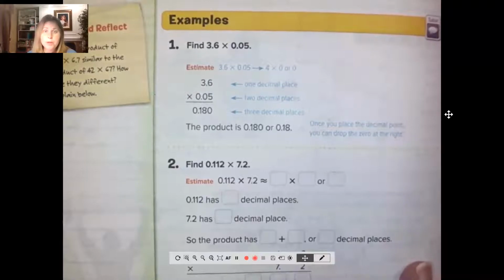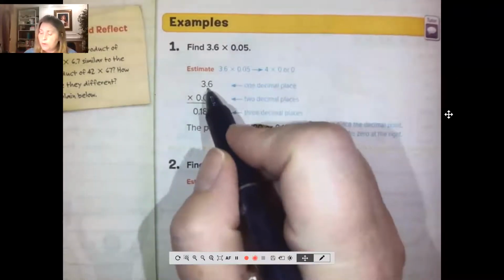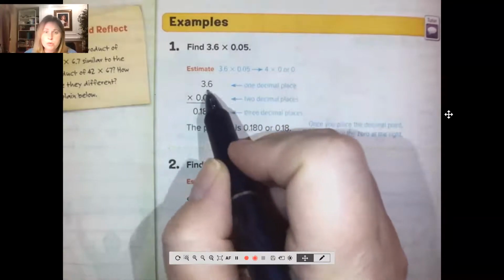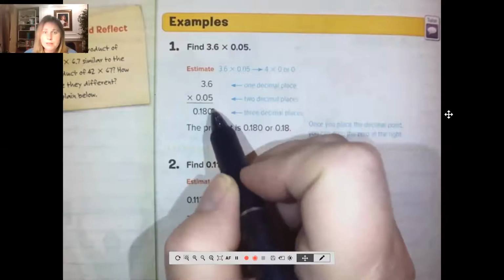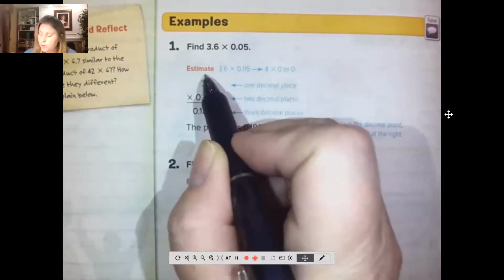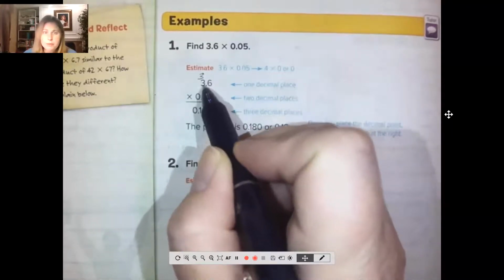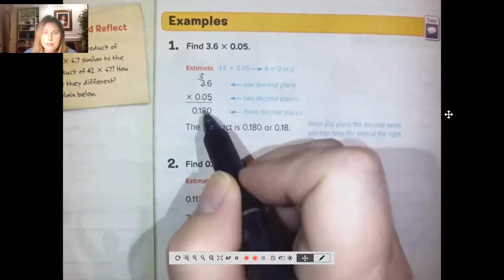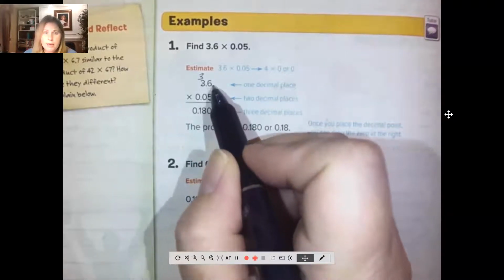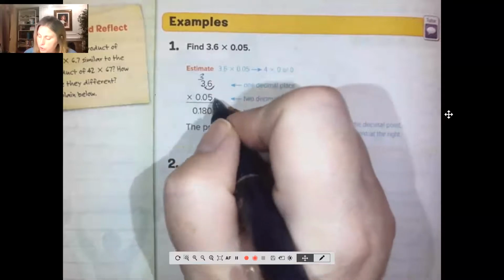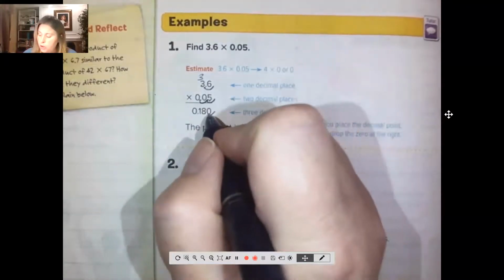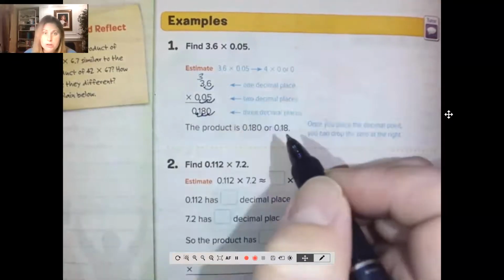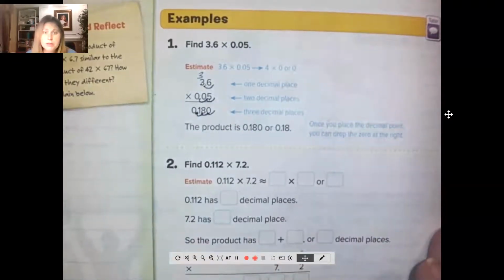And so we have 3.6 times 0.05, so 3 6/10 times 5/100. We multiply 5 times 6 is 30. We write the 0. We carry our 3. 5 times 3 is 15, plus the 3 we carried is 18. We write the 18. We had 1, 2, 3 decimals in our problem, so we need 1, 2, 3 decimals in our answer. So the product is 0.180 or 18/100.